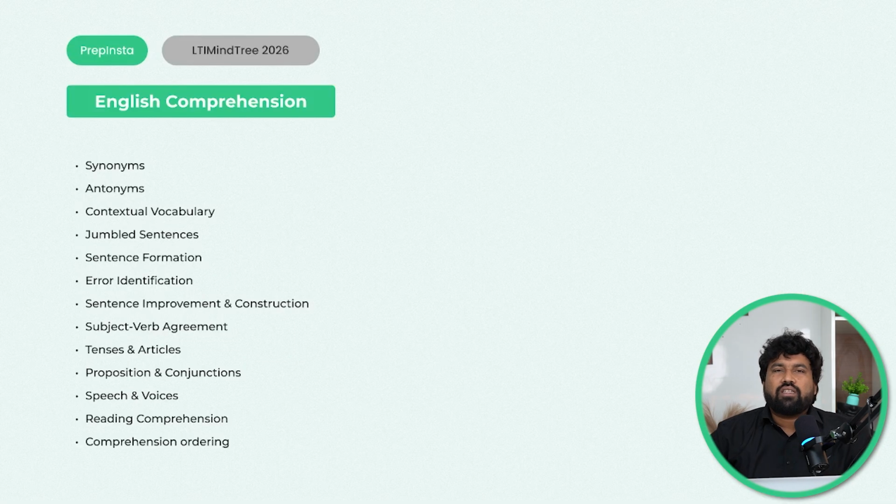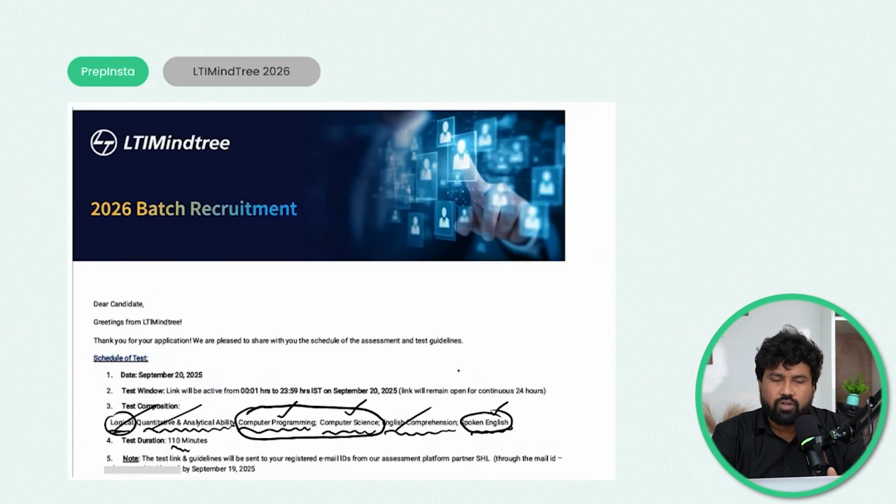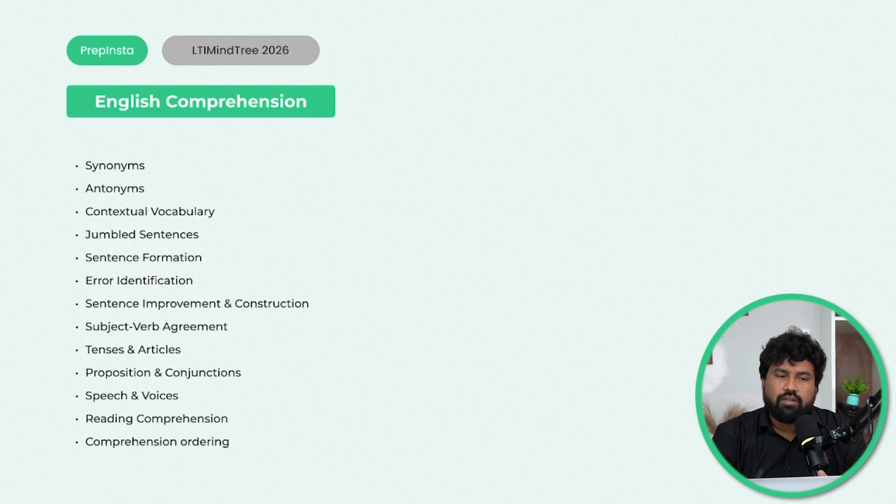Now, what is the syllabus I need to prepare for? I have told you what sections they are asking in the different fields in the online assessment. Now, what are the topics I need to prepare? So first, English comprehension.